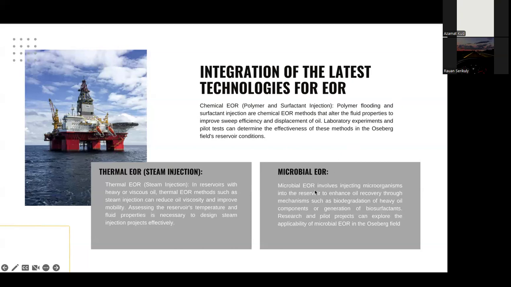Microbial EOR methods. Microbial EOR methods involve injecting microorganisms into the reservoir to enhance oil recovery through mechanisms such as the biodegradation of heavy oil components or generation of biosurfactants. Research, pilot projects, and some laboratory experiments can explore the applicability of microbiological methods in the Oseberg field.